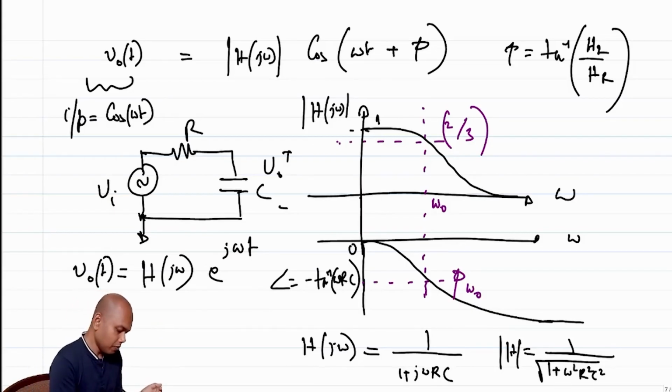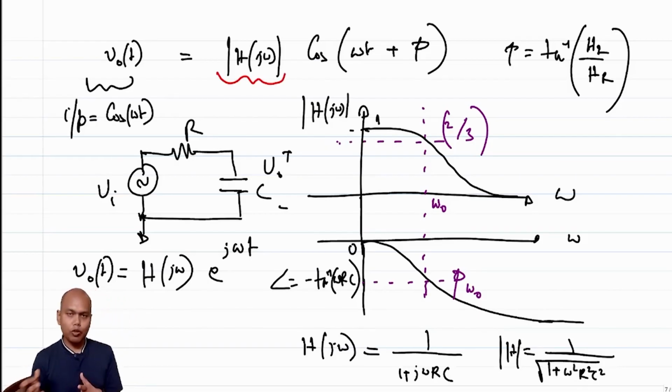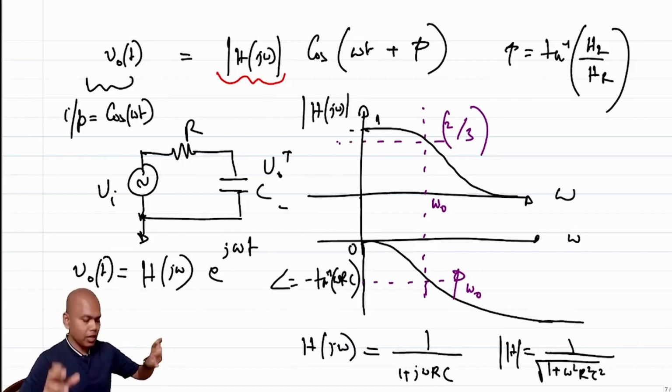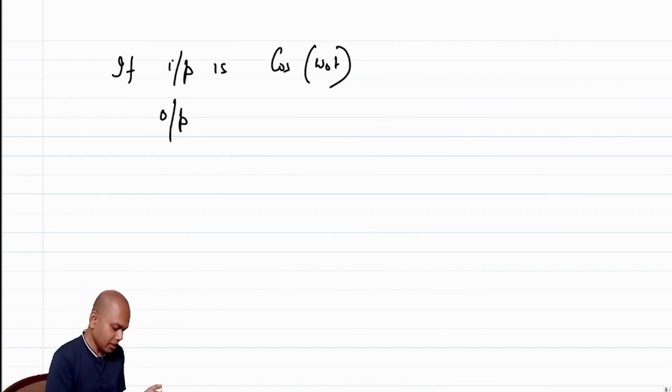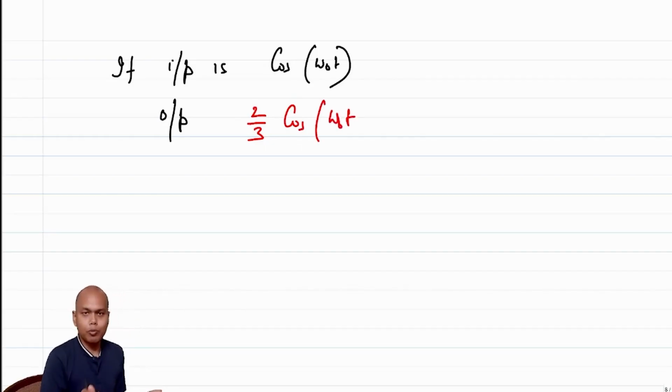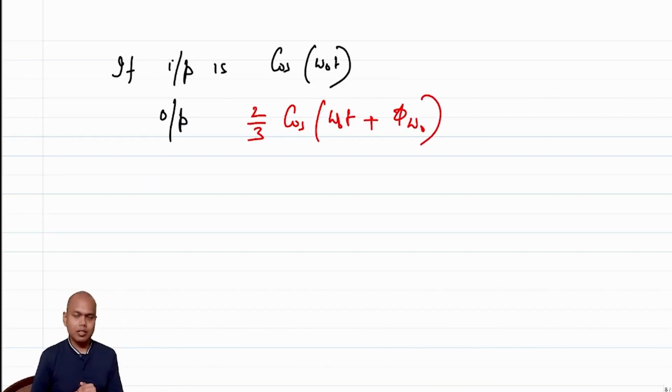Because note what this is telling us: the output will also be a cosinusoid of the same frequency omega, but it will be scaled in amplitude and shifted in time. And how do I know how much it will get scaled and shifted? I can get it from this frequency plot. It is telling us that at omega naught I have a magnitude of 2/3. So I can say the output is 2/3 cosine of omega naught t plus phi. I do not have to worry about omega naught because the output will have the same frequency as the input, and the phase will be phi at omega naught.